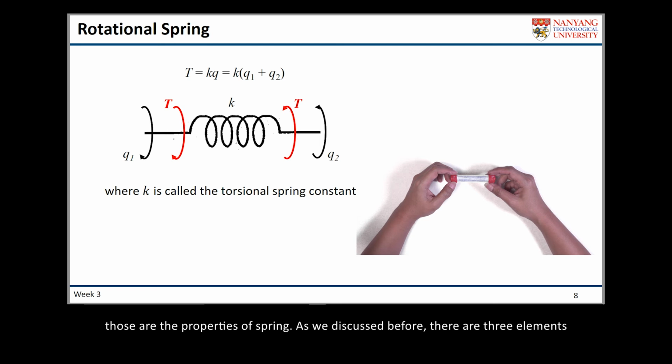As we discussed before, there are basically three elements in a mechanical system: spring, damper, and mass. In the next few slides, I will discuss the property of a damper, the second element.